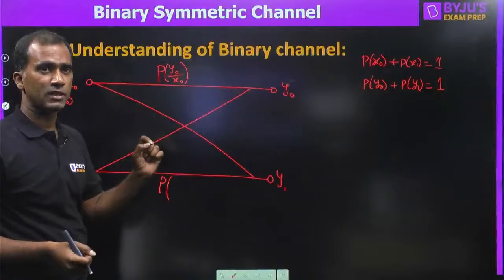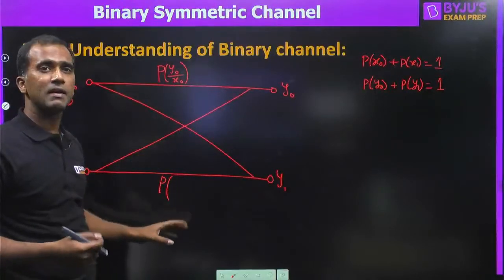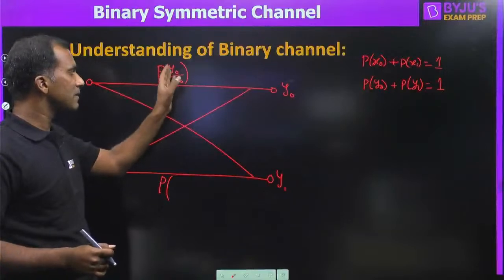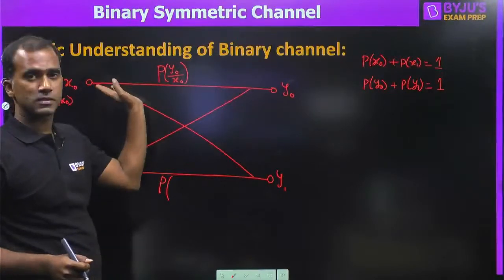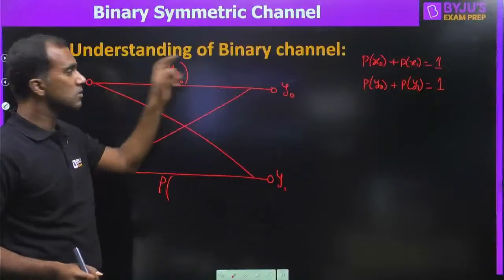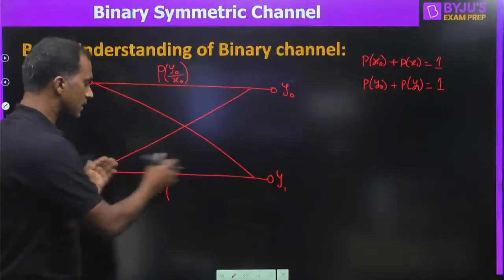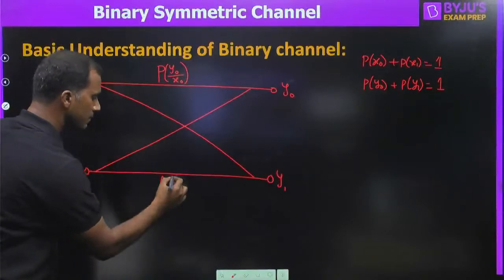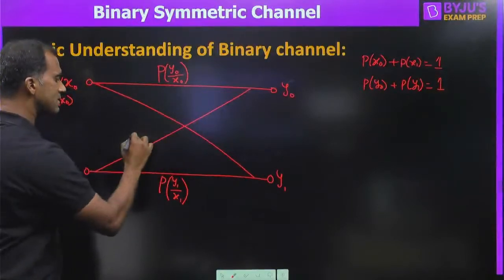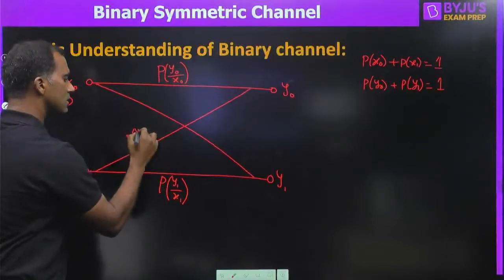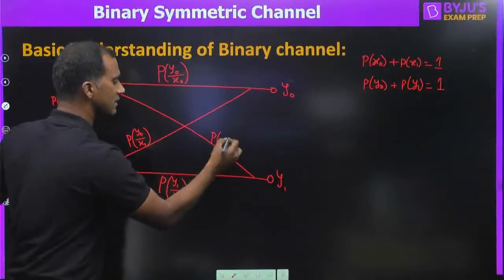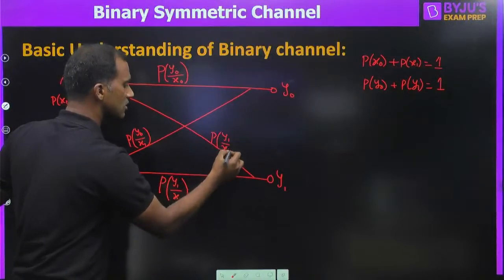Whenever they give you a binary channel, whatever probabilities they give on these lines are y given x probabilities. In y there are 2 possibilities, in x there are 2 possibilities. Based on which line they are giving it on, you can understand what value of y given what value of x. On this line it is y0 and x0, so whatever is given here is the P of y0 given x0 probability. Similarly, on this line, whatever is given is the P of y1 given x1 probability. Next, on this line, whatever is given is P of y0 given x1, and on this line, whatever probability is given is the P of y1 given x0 probability.